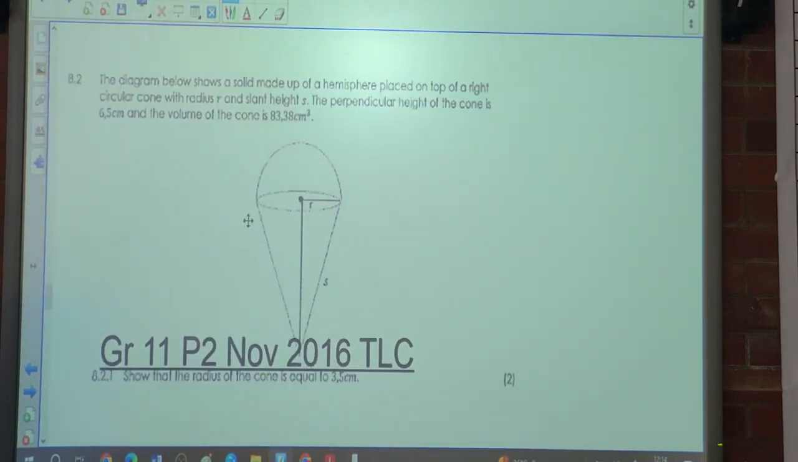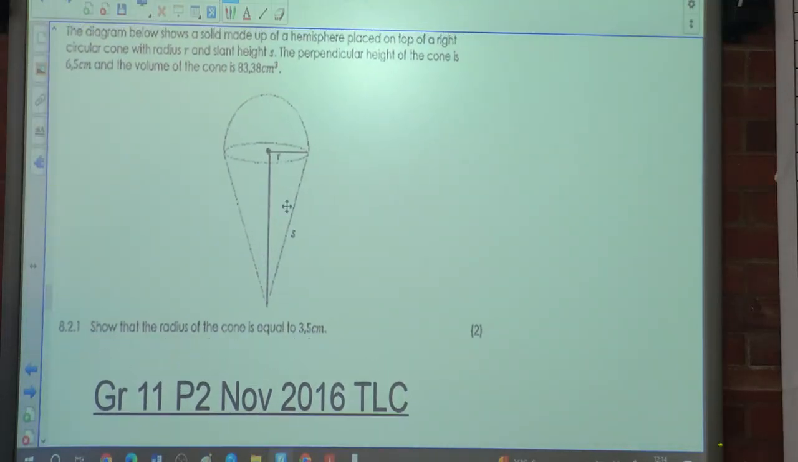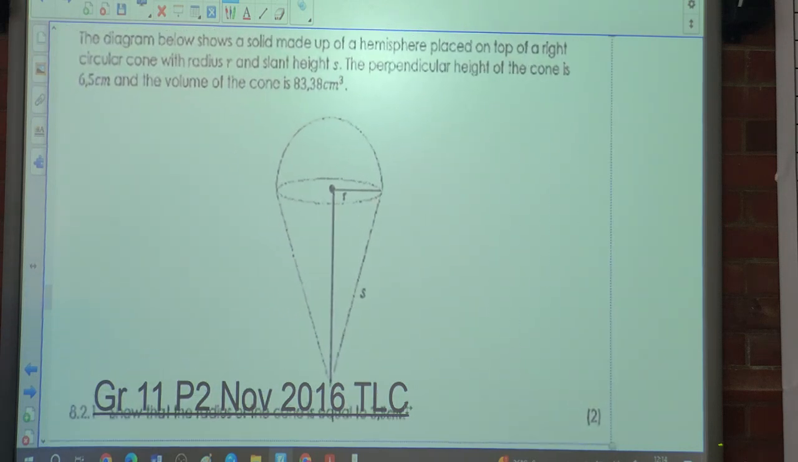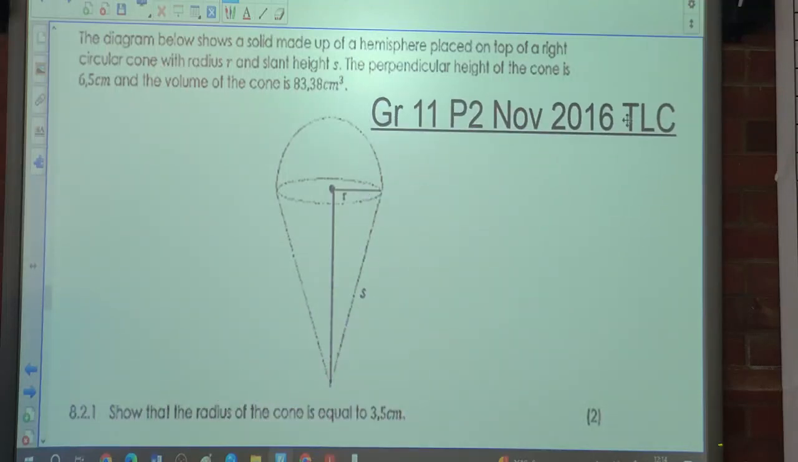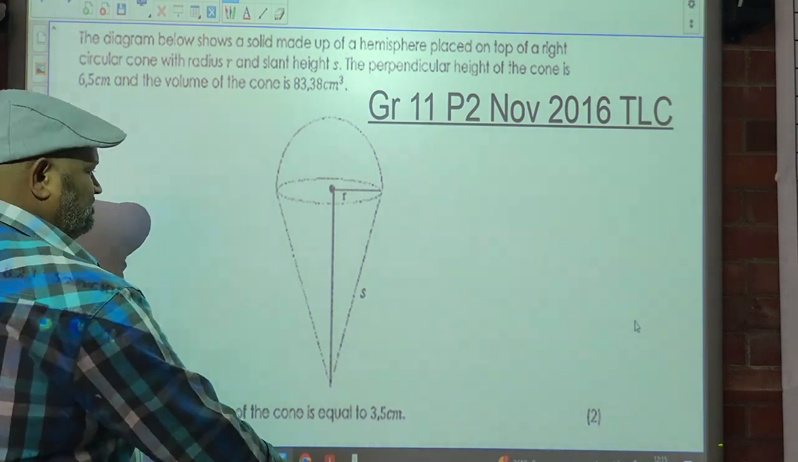Next question. Here we are told that the diagram below shows a solid made up of a hemisphere. What is a hemisphere? Half a sphere, yes. A hemisphere placed on top of a right circular cone with a radius r and the slanted height s. The perpendicular height of the cone is 6.5. So this here is going to be 6.5.